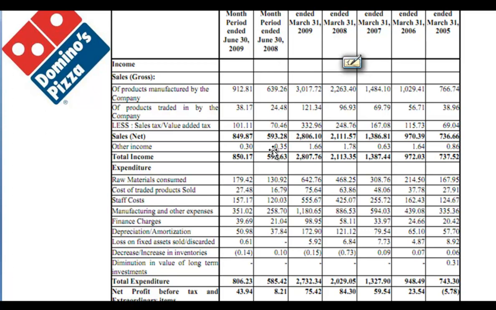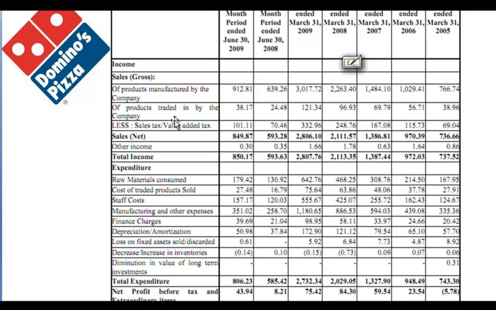Okay, so let's take a deep dive into this income statement right here and see how it differs from the statement we looked at before. Sales from products manufactured by the company. So they've subdivided sales into 2 categories. The first is products manufactured by the company. That's simple. What does Domino's make? Pizzas, garlic bread, and I don't know, chicken wings and things like that.